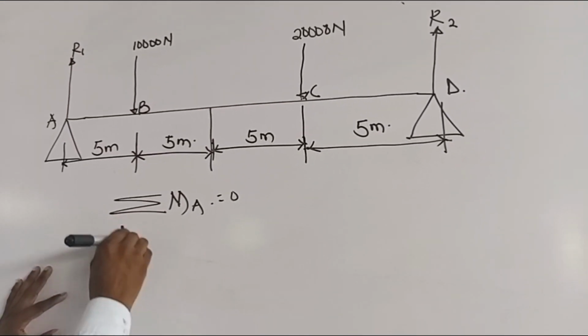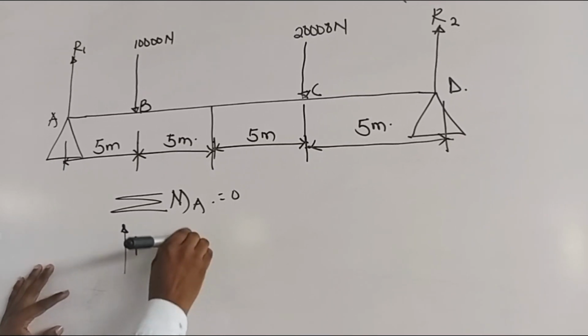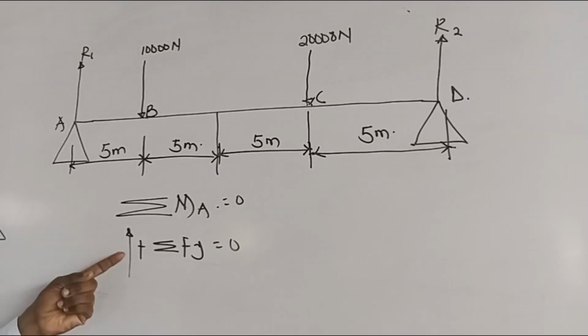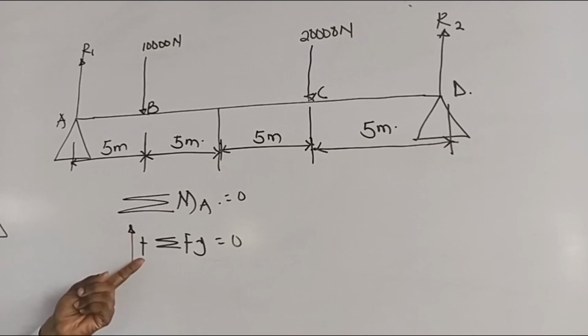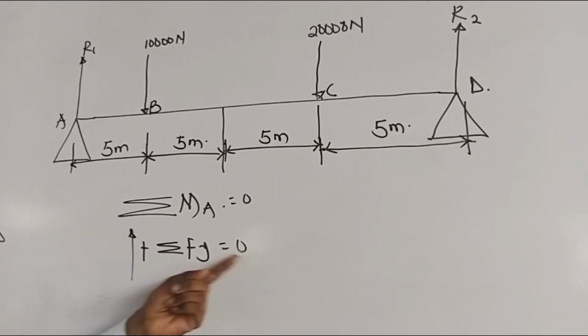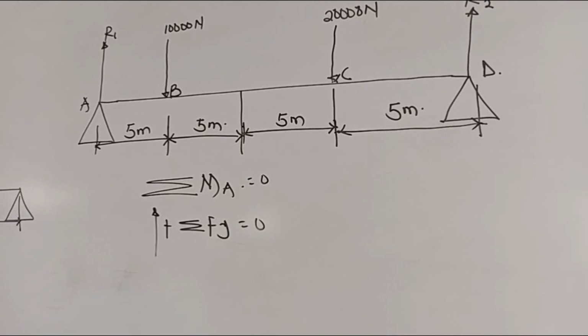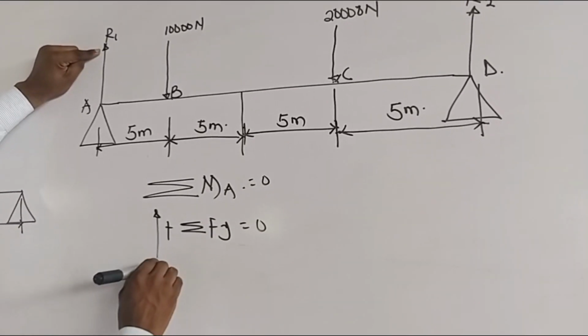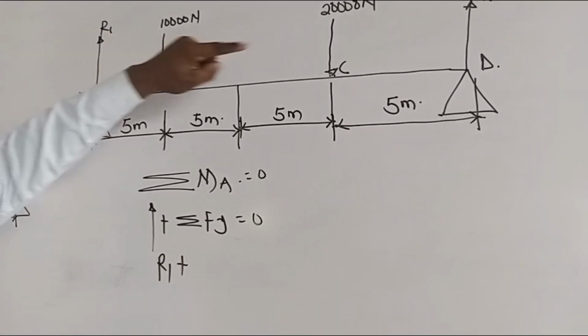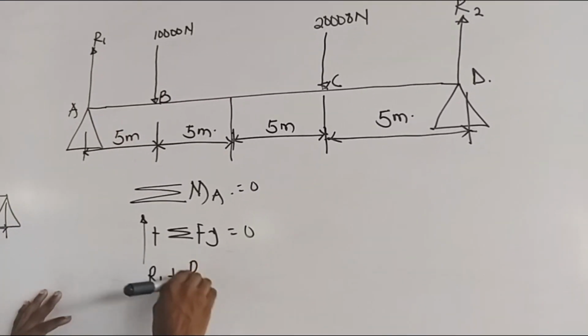I will have summation Fy equals 0. That is, the sum of all those acting upward are positive. If I sum all together, the result is 0. That is, the sum of all forces acting at the point is 0. So this is an upward force, therefore it becomes a positive force. R2 is also an upward force, it becomes a positive force.